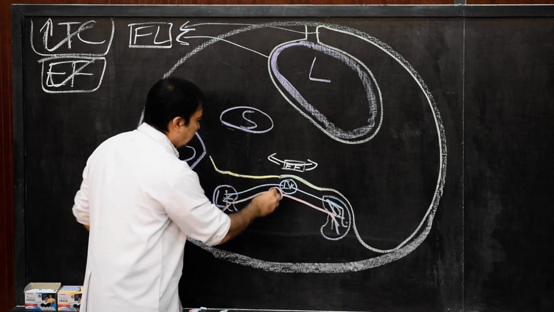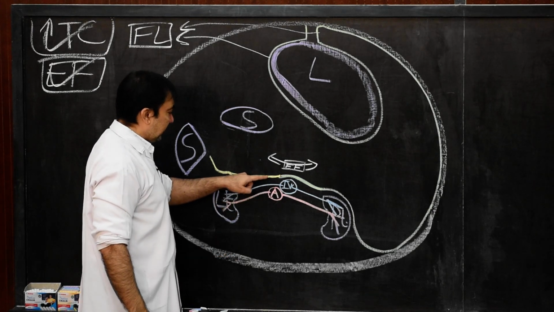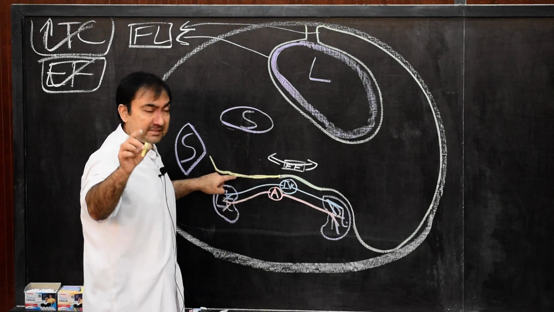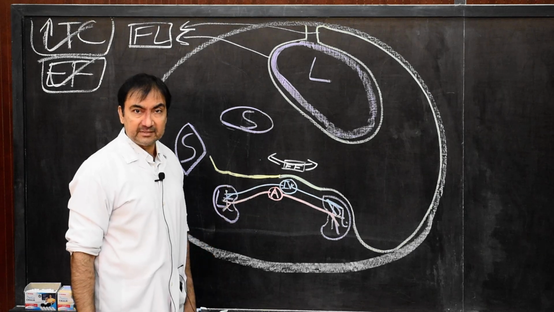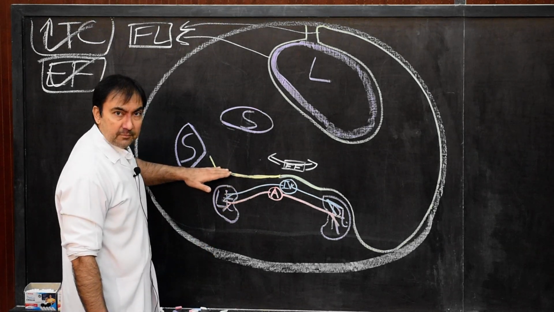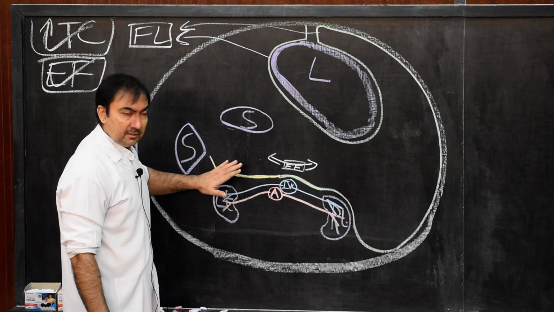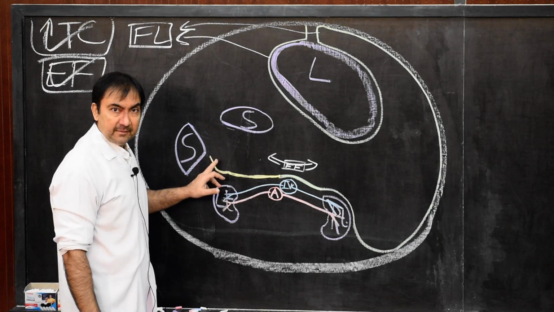Change of color. Here I have put yellow color. So from here it is continuous with the peritoneum lining the omental bursa. We leave this at this place. We will come and join this once again.